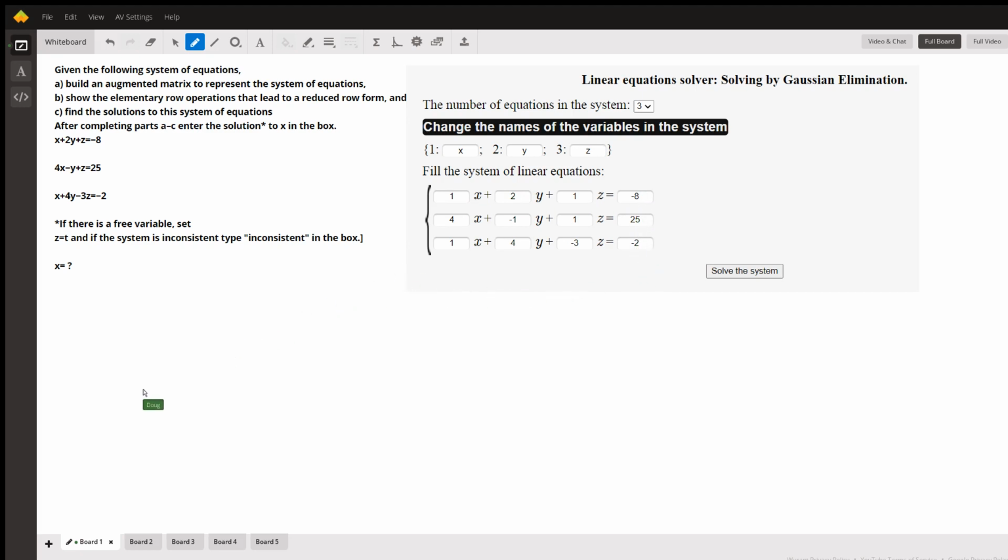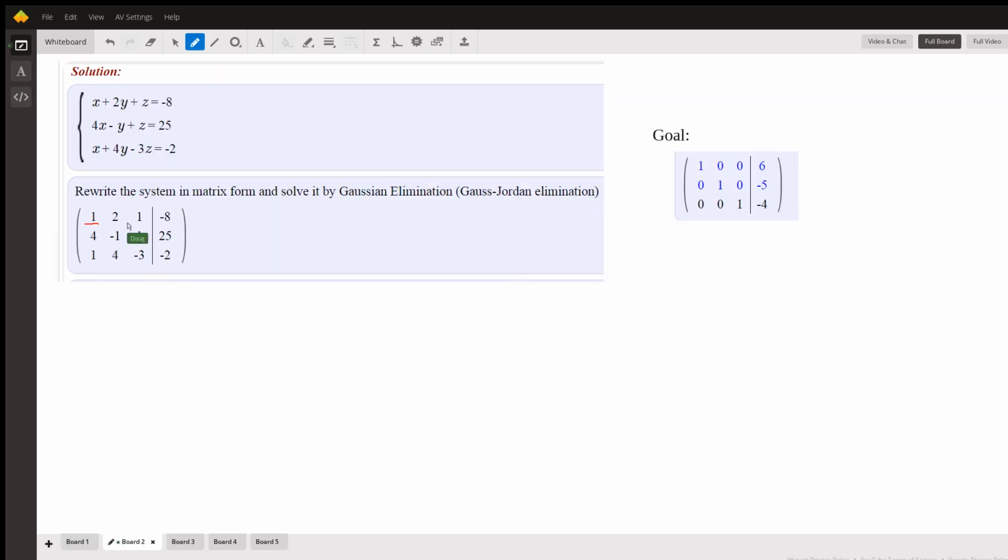If I visit board 2, this is what's called the augmented matrix right here. These are the coefficients of x, y, z, and this is what the equation equals. I have to substitute particular values for x, y, and z.